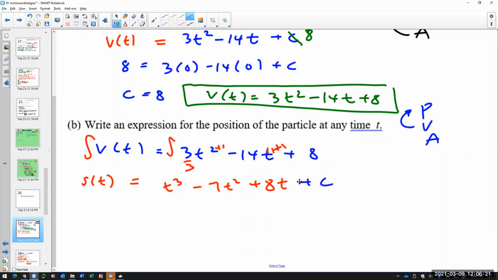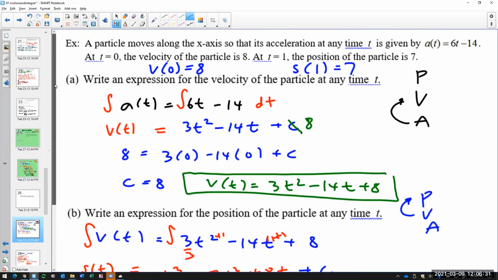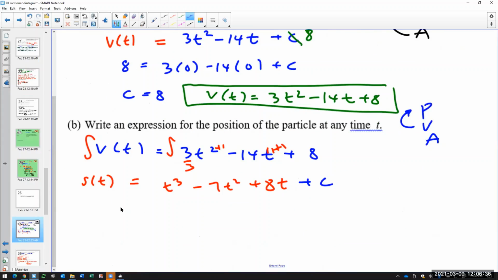Okay, but I can't leave C there. So what do I need to do? Yeah, go find your initial condition, which was up here. S of 1 is equal to 7. So set your S equal to 7. Set your time values equal to 1. Okay, solve for C. This one's a little bit harder to do.